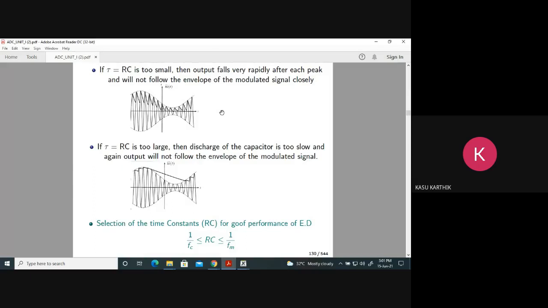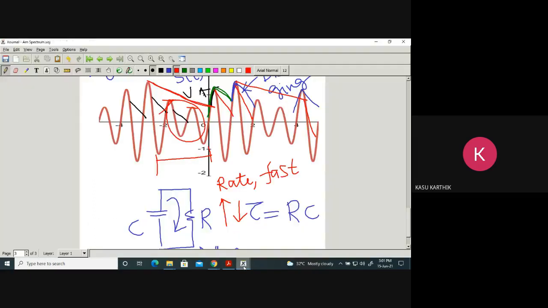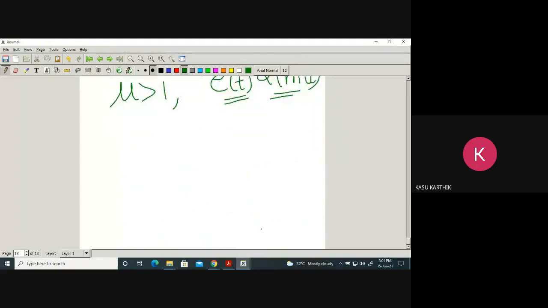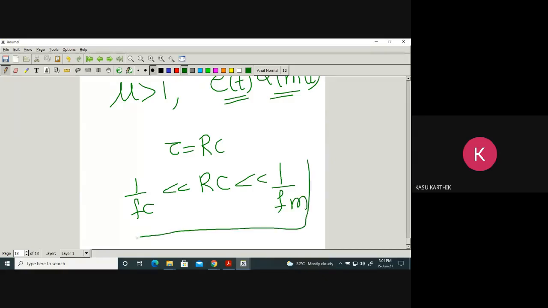RC should be between 1 by Fc and 1 by Fm. That is a constraint for the envelope detector. The envelope detector works perfectly alright if and only if tau, that is RC, satisfies 1 by Fc is much less than RC, which is less than 1 by Fm. This is one of the conditions to be satisfied for the faithful reproduction of your message signal at the output of the envelope detector. So this is a design specification.